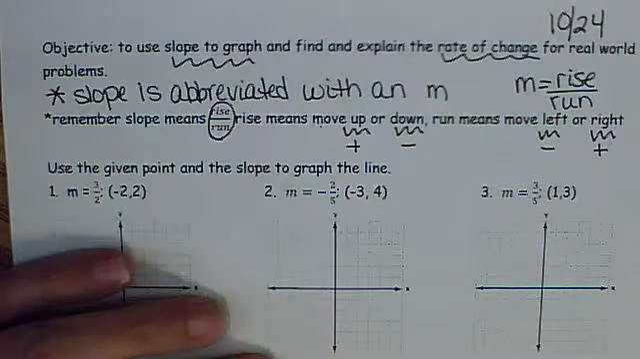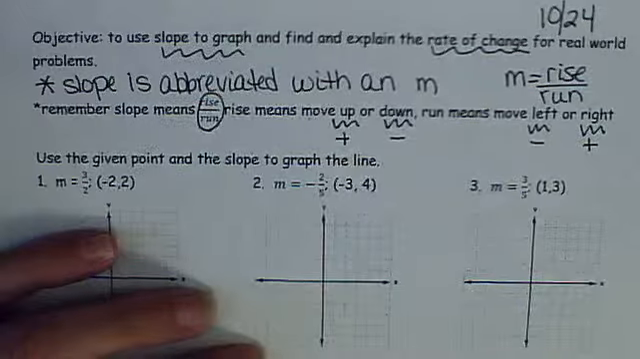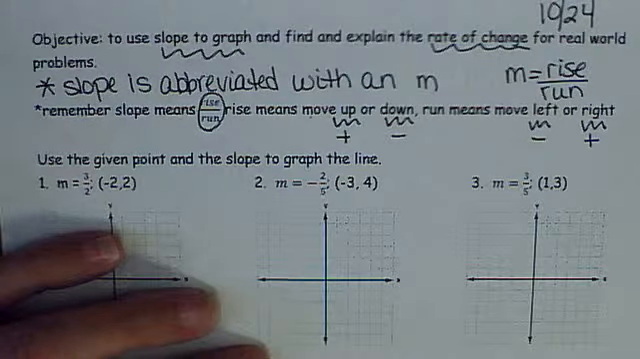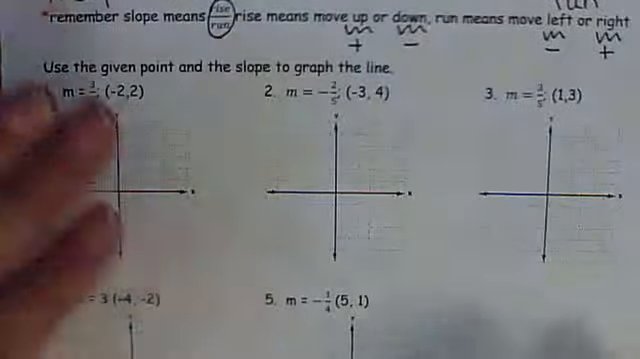The reason why slope is an M is because slope is all about moving. Moving up, moving down, moving left, moving right. So it's abbreviated with an M because slope is all about moving, moving, moving. Okay, so it's important that you remember that.